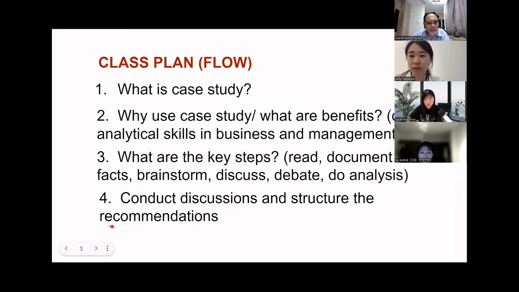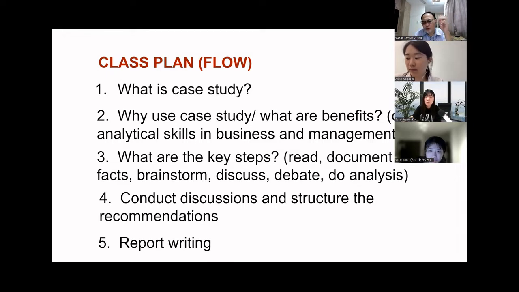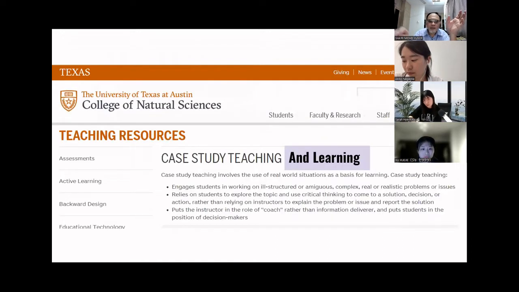Recommendation is the most important. It is not about giving a right or wrong answer, because a case is according to our understanding. Any questions so far? And report writing, basically. When we finish this discussion, you need to write a small report.